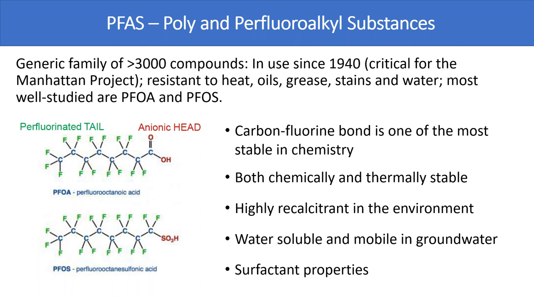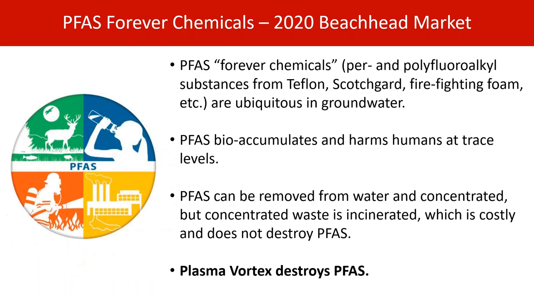Can we go back one slide? Just back one slide. So these materials were invented by humans and widely used. Just think of your nonstick frying pan, stain resistant clothes, carpets, upholstery, firefighting foam. So these materials were ubiquitous. Scotchgard, Teflon, these are all PFAS. And the material, because its greatest strength is also its weakness, right? It's so stable that you can't get rid of it.